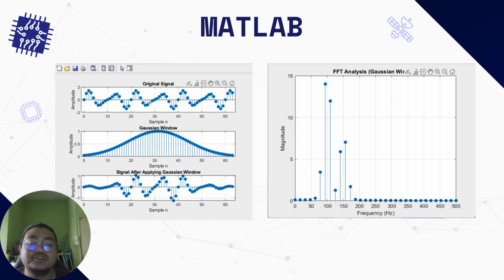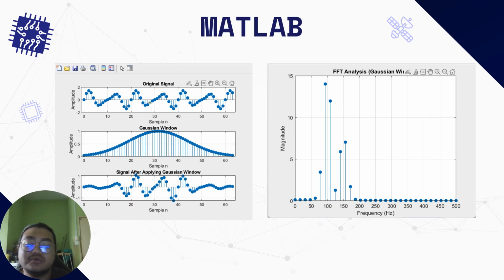The Gaussian window has a smooth bell-shaped curve. The value of the window is highest at the center and gradually decreases toward the beginning and the end. This window is used to reduce the effect of edge samples and give more importance to the middle part of the signal. And the third one is the signal after applying the Gaussian window.